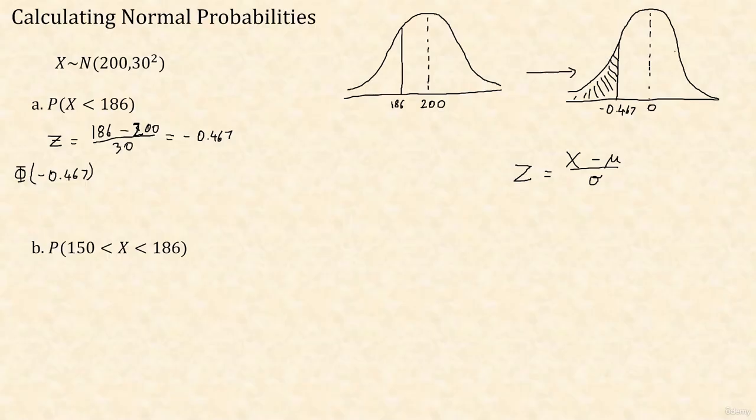So if we're going to use tables, we would use symmetry. We would say that the area I've shaded there is the same as this area up here by symmetry, and that area there is the same as 1 minus the probability of being less than positive 0.467. So the thing I would work out is phi of positive 0.467, and let's do that using tables.